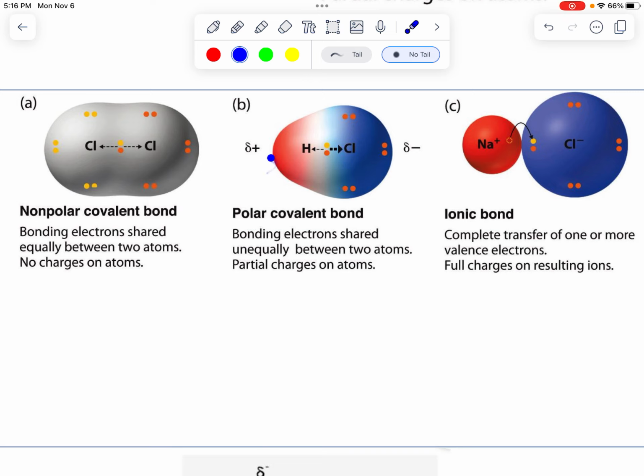right? Polar covalent would be small partial charges, right? Again, the electrons have shifted over this way. You can see the bulge of electrons and a little bit of a deficit here. And then compare this to our ionic bonds. Remember, this is when the electron completely leaves.